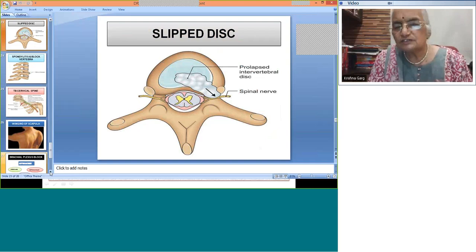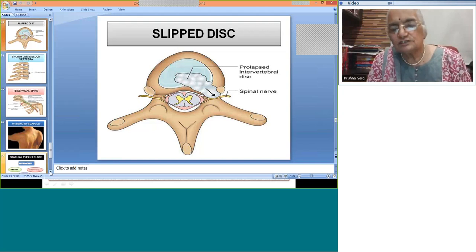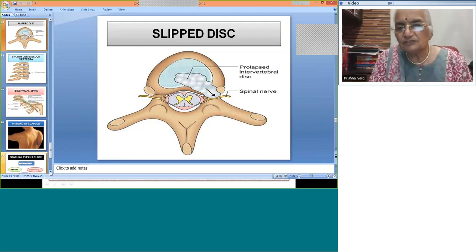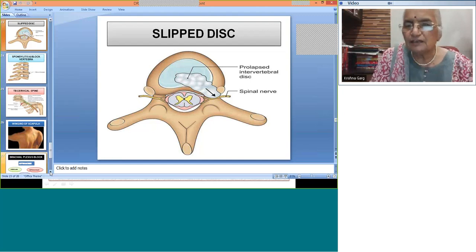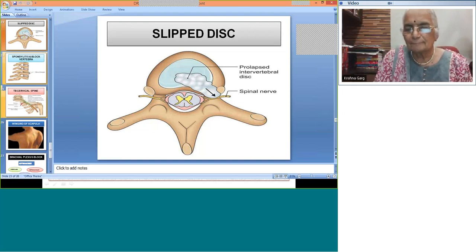This nucleus pulposus starts herniating during the third decade of life, and if it herniates posterolaterally, the nerve which is passing through the intervertebral foramen may get affected, causing weakness of the muscles which are supplied by this particular nerve. The nucleus pulposus is a remnant of the notochord and is a jelly-like material.